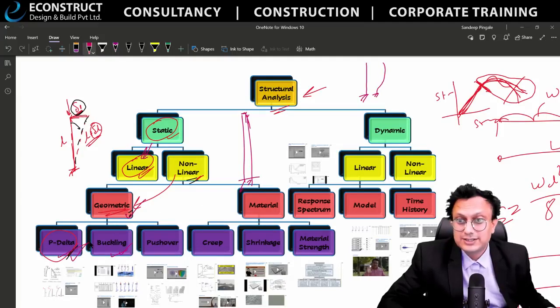But P delta analysis is, I just wanted to tell you that these are the real types of analysis. In the college days, actually, we have just studied the linear static analysis. I'm not saying it's of no use. I'm just saying that this is not enough. All right. So next one is pushover analysis.